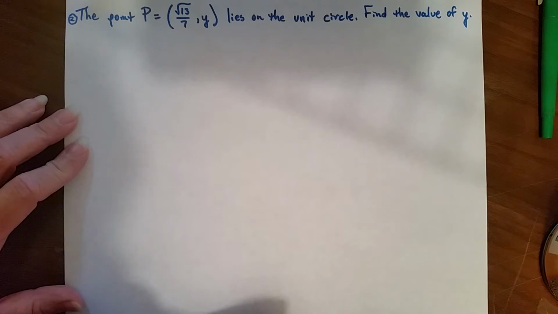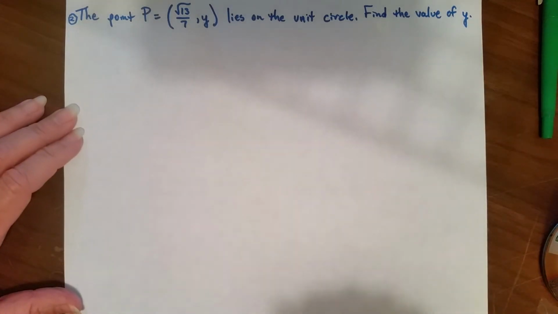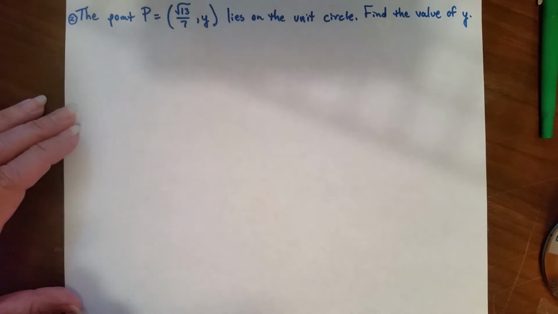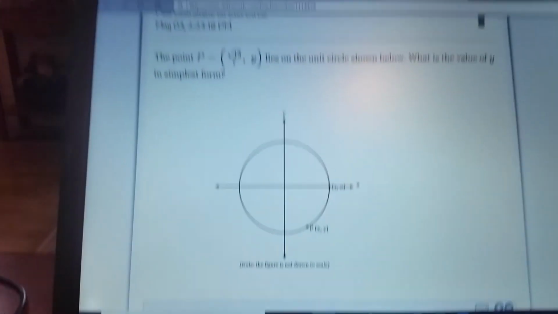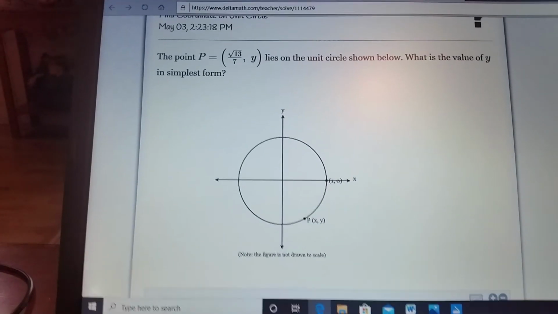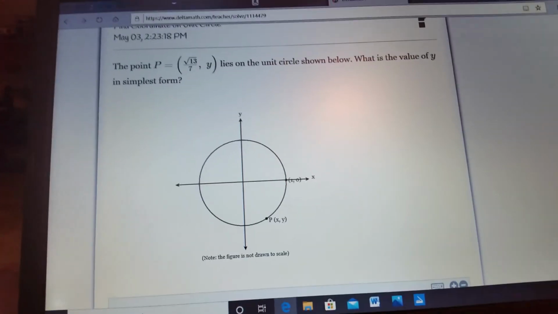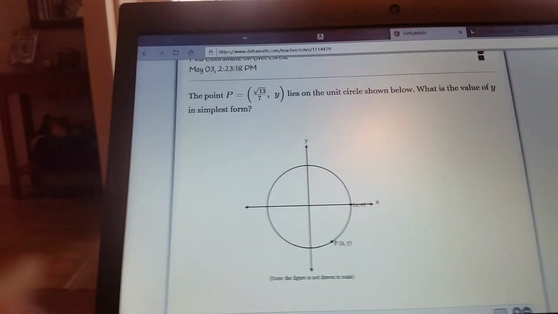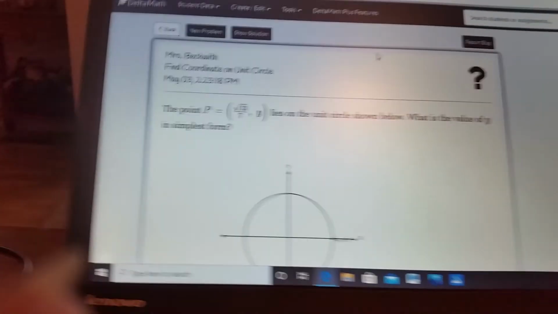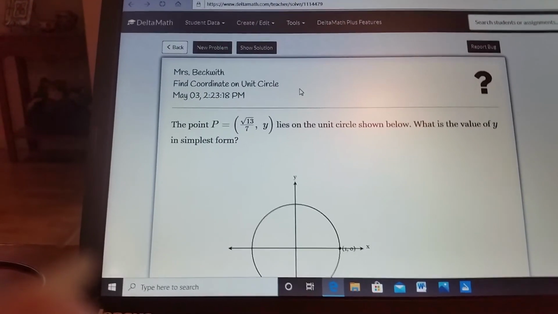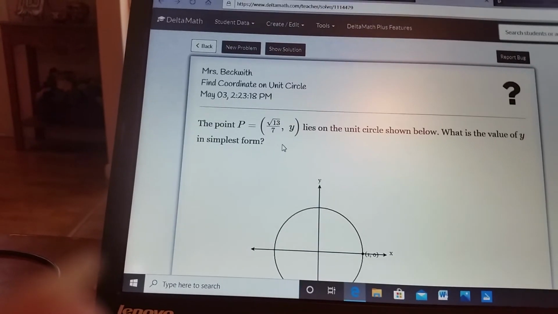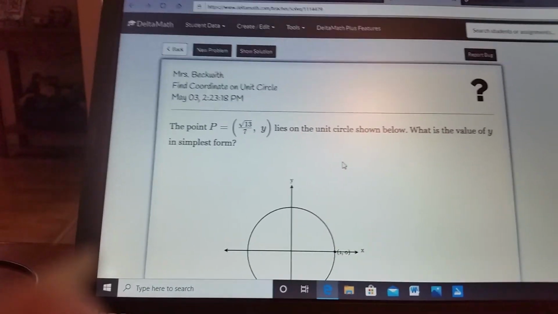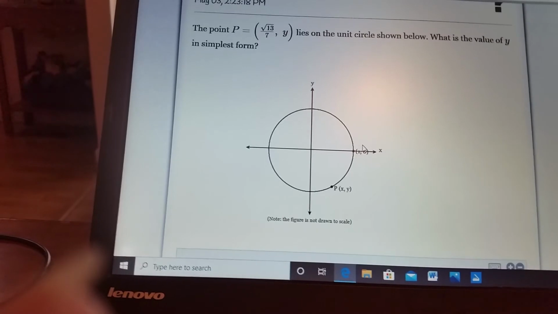Alrighty. Well, let's just do that. And in fact, I'm pulling it right off of one of the problems on Delta Math. I'll show it to you. Let me just scroll a little bit so you can see. I don't want to lose my recording. There it is. So it says, find coordinate on unit circle. So we're going to do this one. The point P, root 13 over 7 comma y, lies on the unit circle shown below. What is the value of y in simplest form? Okay, let's work this problem out.